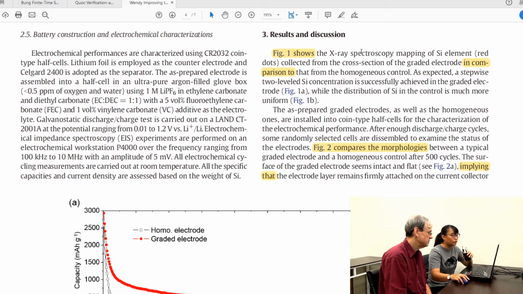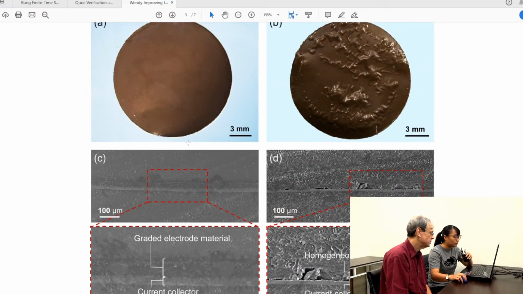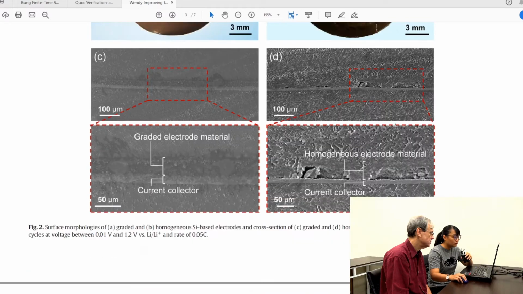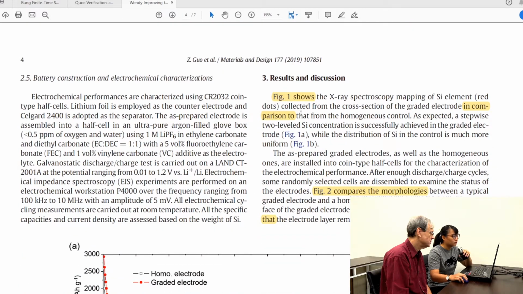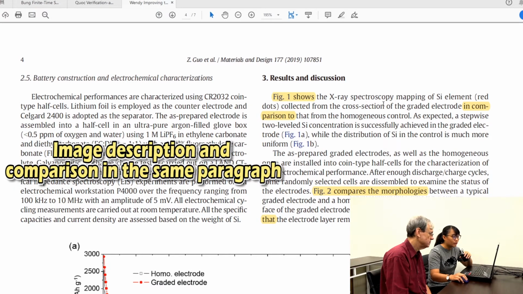In the previous part of the results and discussion, they show the comparison. So the figure they showed is in here. As we can see, this is the image. They always start by saying figure 1, figure 2, and they say what's in figure 1. So this is a description, and the purpose is comparison. So this is a comparison component.